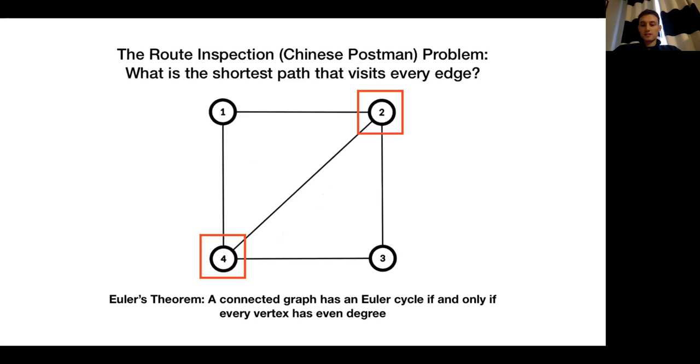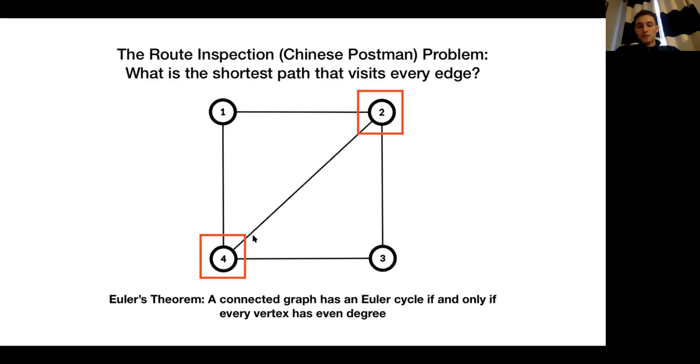And the reason for this is a key theorem in graph theory, which is Euler's Theorem. It states that we can traverse an Euler cycle if and only if each vertex has an even degree, where the degree is the number of edges connected to the vertex. So in this case, 1 and 3 are satisfied. They each have 2 edges. However, 2 and 4 are each connected to 3 edges. And thus we have 2 vertices that do not have even degree, they have odd degree.